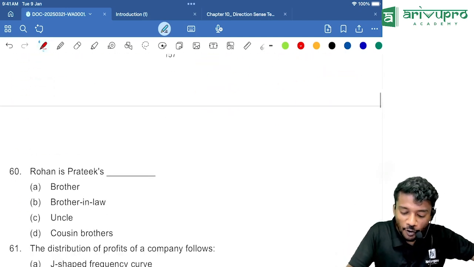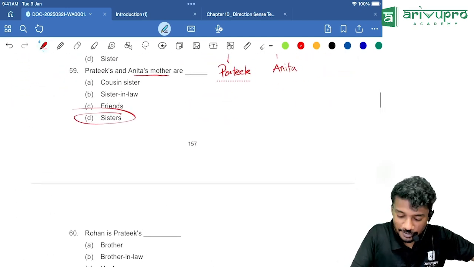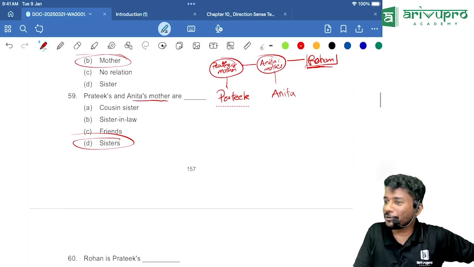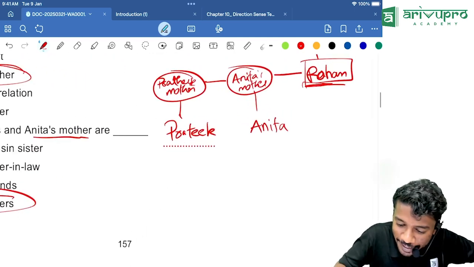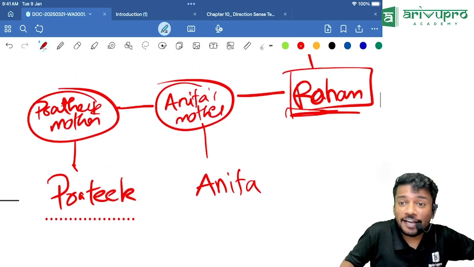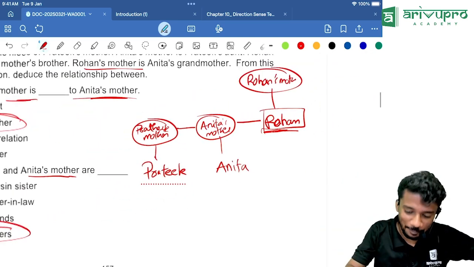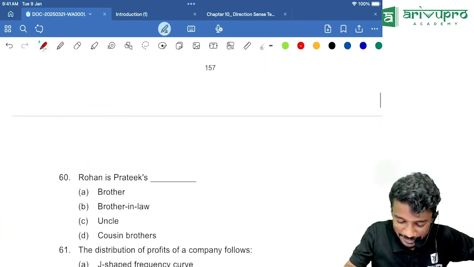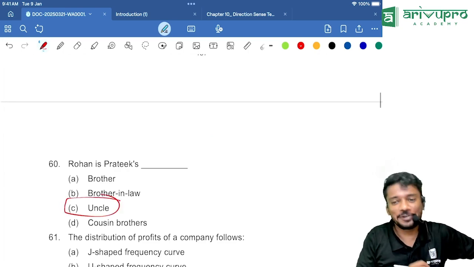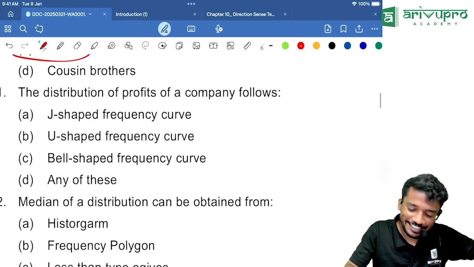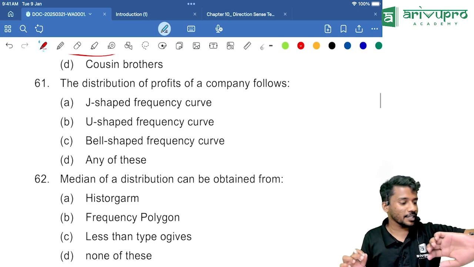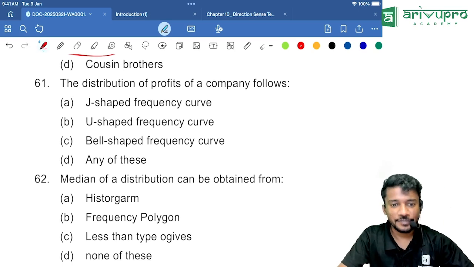Next one. Rohan is Pratik's... who said brother? Rohan is Pratik's nephew. Rohan is over here. Maternal uncle. Okay, cool. Now we are going to the last 40 question.